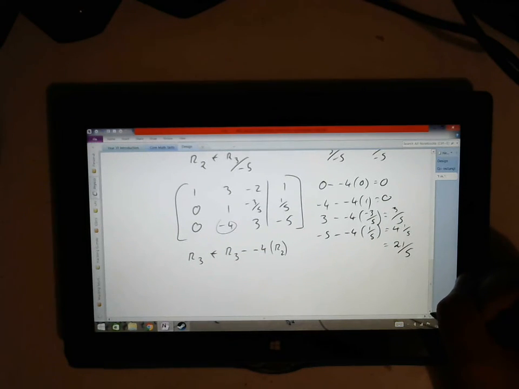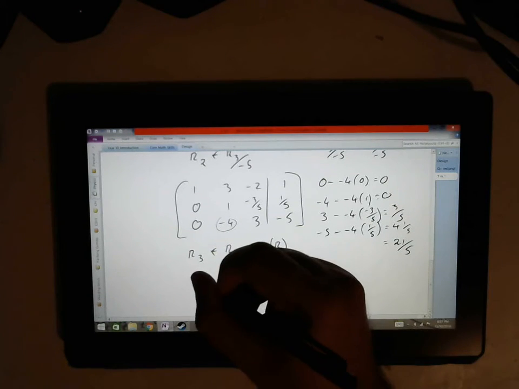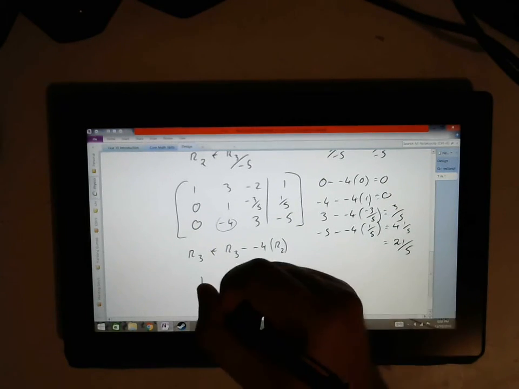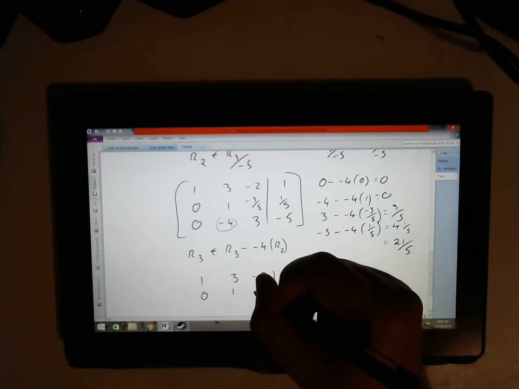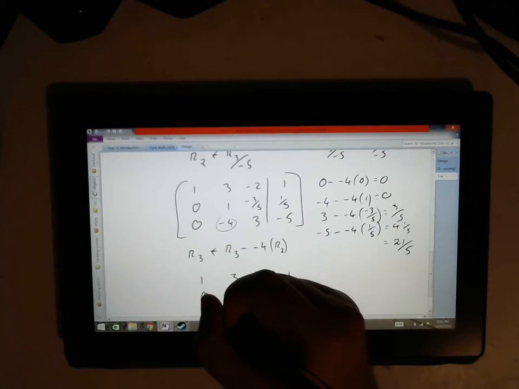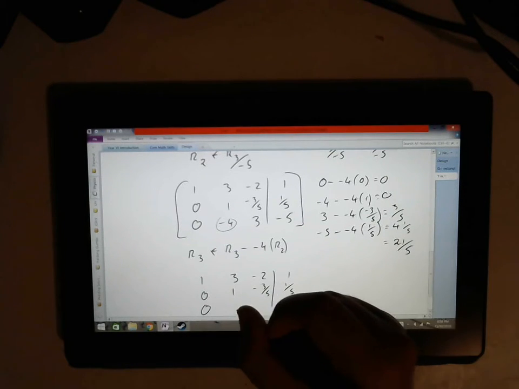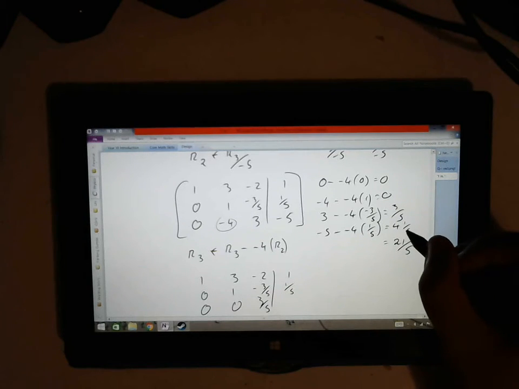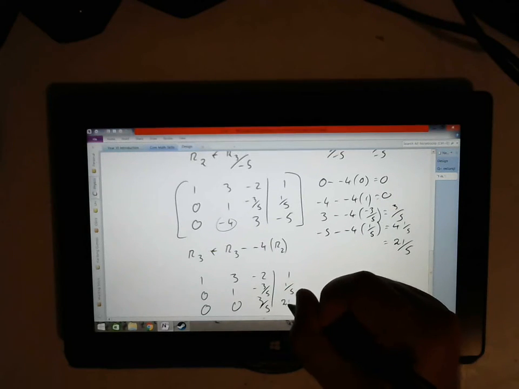So let's fix up our new matrix. So we've got to have 1, 3, minus 2, augment 1, 0, 1. We haven't touched this number yet, so that's still minus 3/5, and that's still 1/5. 0. Second number was 0. Next number was 3/5. Next number was 21/5.